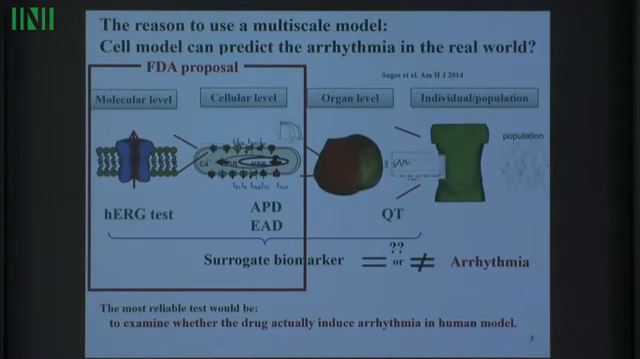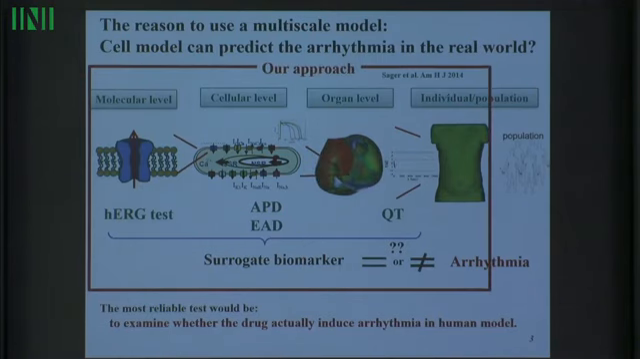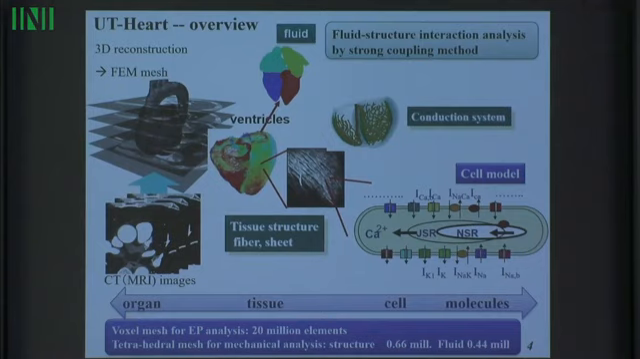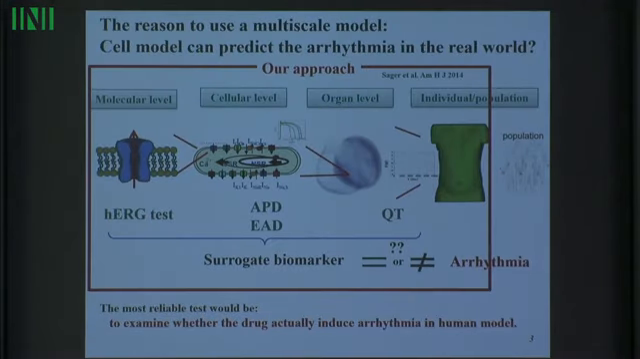Previous speakers of the meeting told us that the complex model introduced higher order of uncertainty. I completely agree, but nevertheless, we prefer to use heart model rather than cell model, just because we wanted to see whether the drug actually induces arrhythmia instead of looking at these surrogate biomarkers.